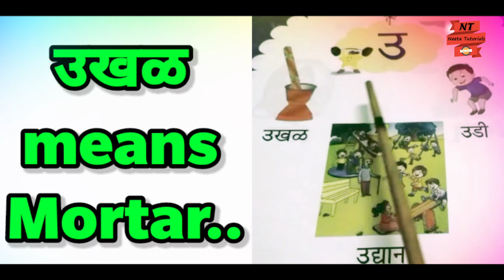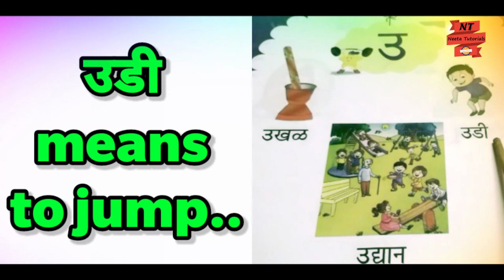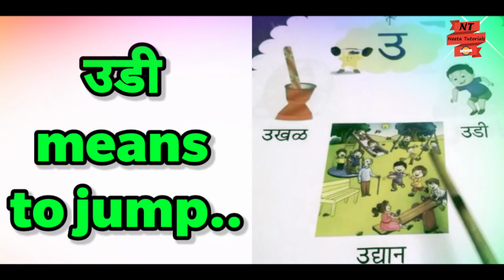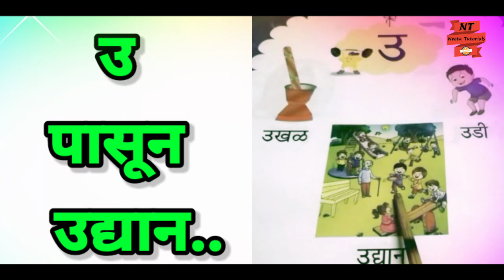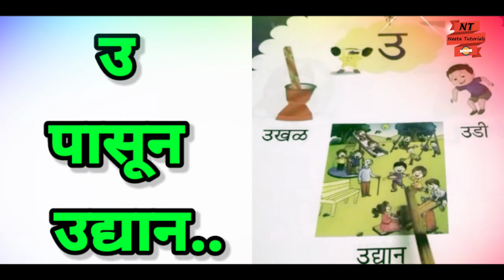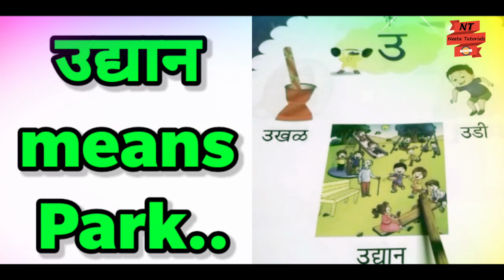Okay. Next we have U pasun udi. Udi means to jump. Next we have U pasun udyan. What does udyan mean? You can easily identify through the picture. It means a park. Udyan means a park.